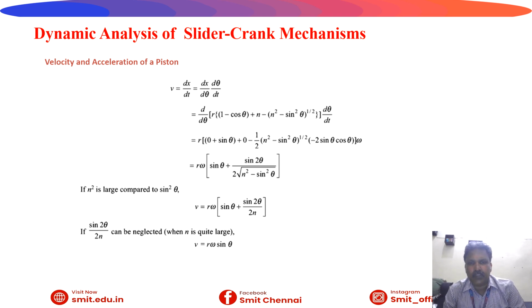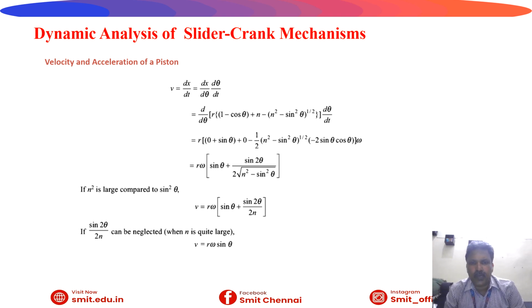So r into 1 minus cos theta plus n minus the square root of n square minus sine square theta, that is coming as a square root, that is half. This is the substitution of x, and outside you will get d theta by dt. Then we are going to differentiate, sorry, we are going to differentiate with respect to d theta.